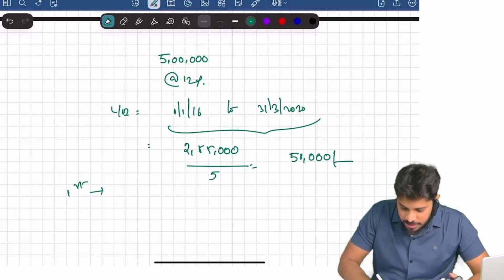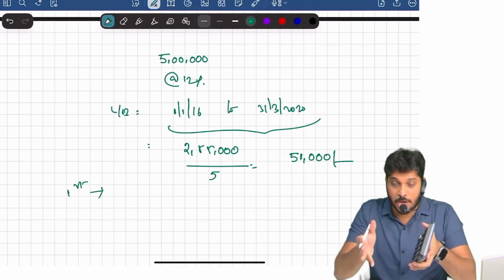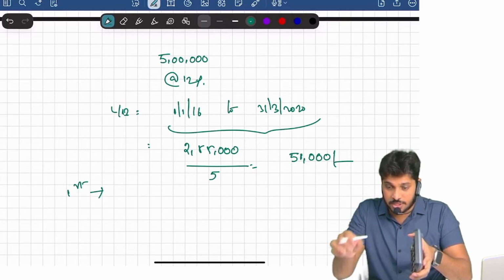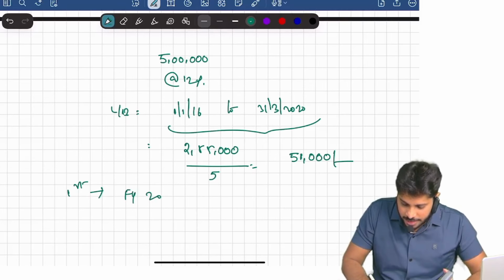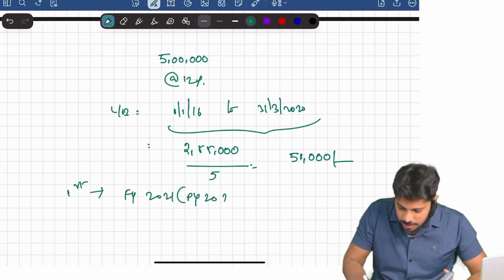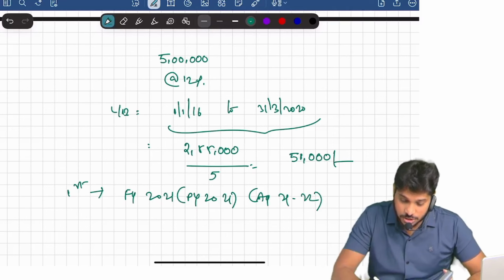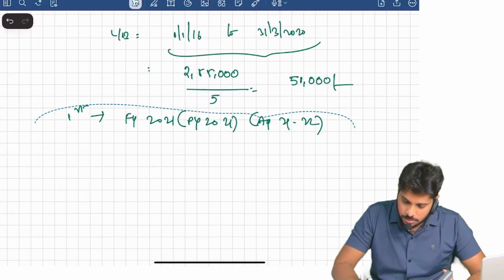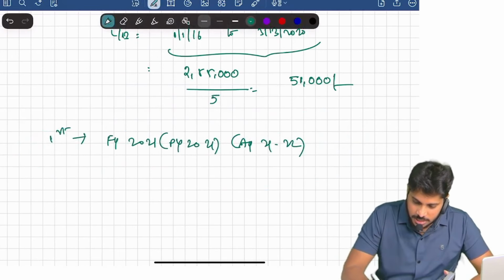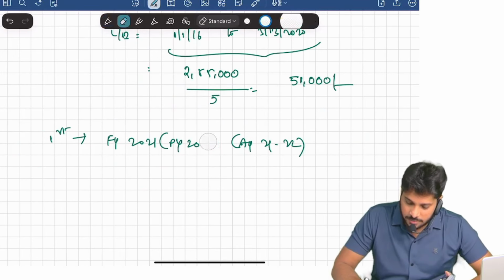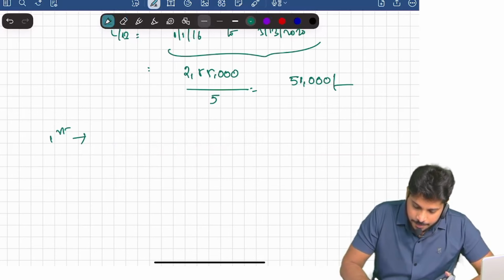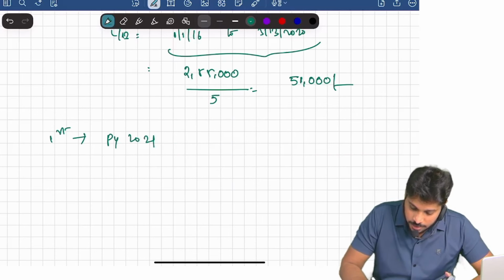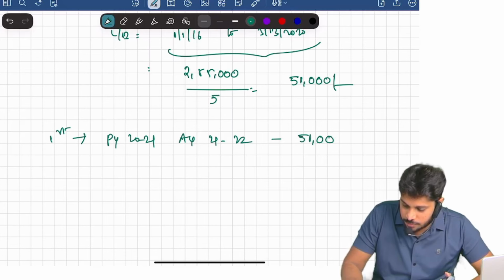First installment, which year you will claim? First year, when the property came into existence, 31st March 21, which means 2021. For financial year 2021, nothing but previous year 2021, nothing but assessment year 21-22, you will claim deduction. Yes or no? So first year is previous year 2021, which is assessment year 21-22. Pre-construction period interest is 51,000.